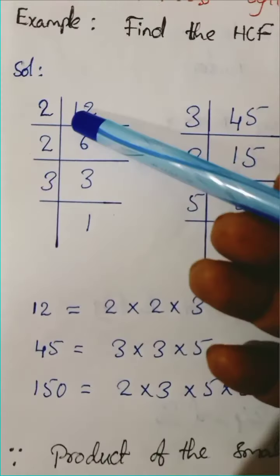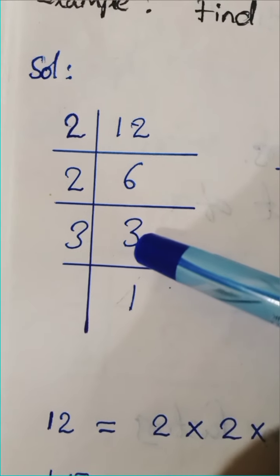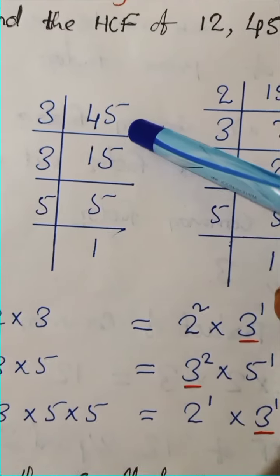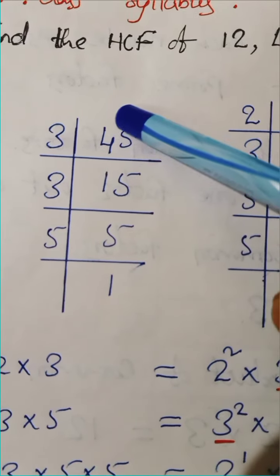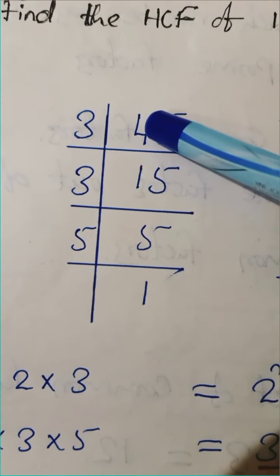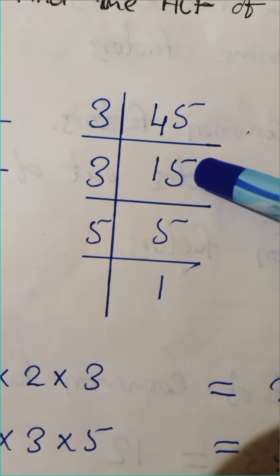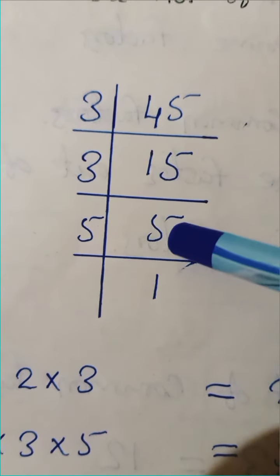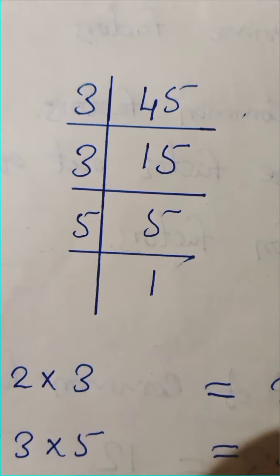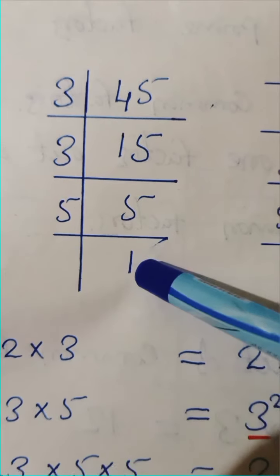First, 12 divided by 2 gives 6. 6 divided by 2 gives 3. 3 divided by 3 gives 1. Next number is 45. The first prime number is 2, but 45 is not divisible by 2, so the next prime number is 3. 45 divided by 3 gives 15. 15 divided by 3 gives 5. The prime numbers are 2, 3, 5 and so on, so 5 divided by 5 finally gives 1.